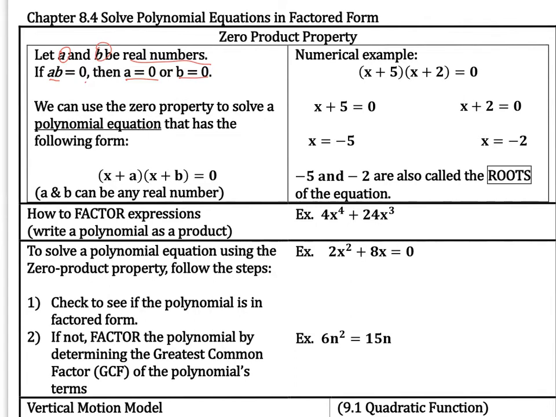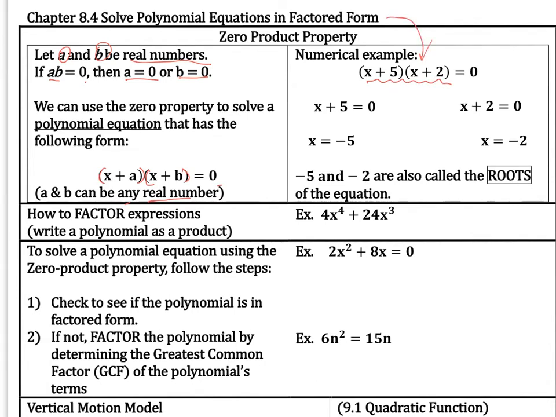And we can use the zero product property to solve a polynomial equation that has the following form: (x plus a) times (x plus b) equals 0. And a and b can be any real number. So let's look at a numerical example here. (x plus 5) times (x plus 2). This is in factored form.